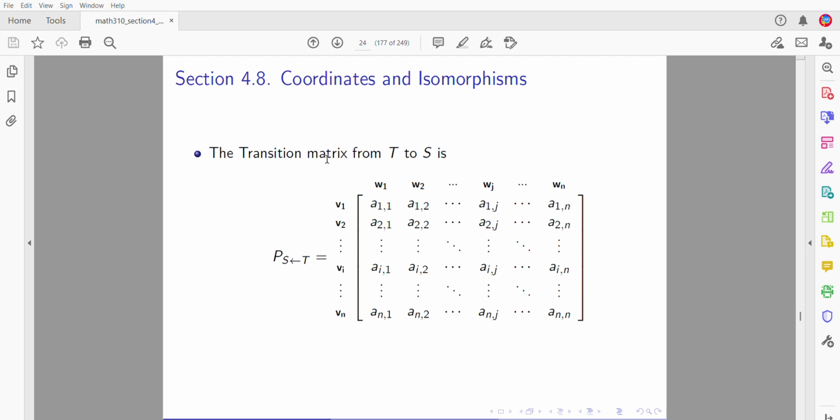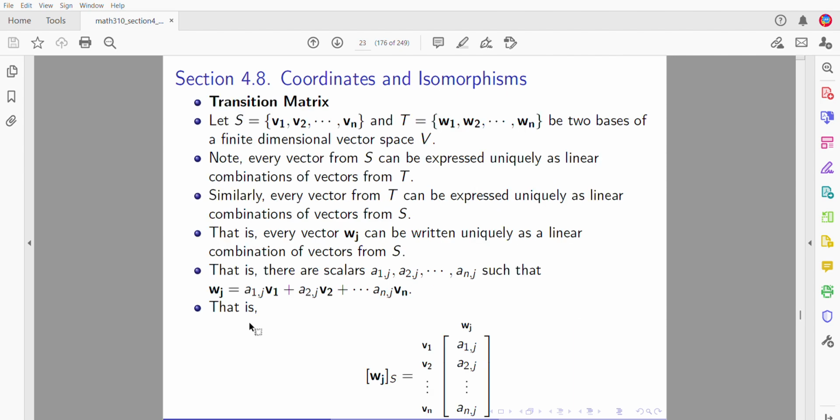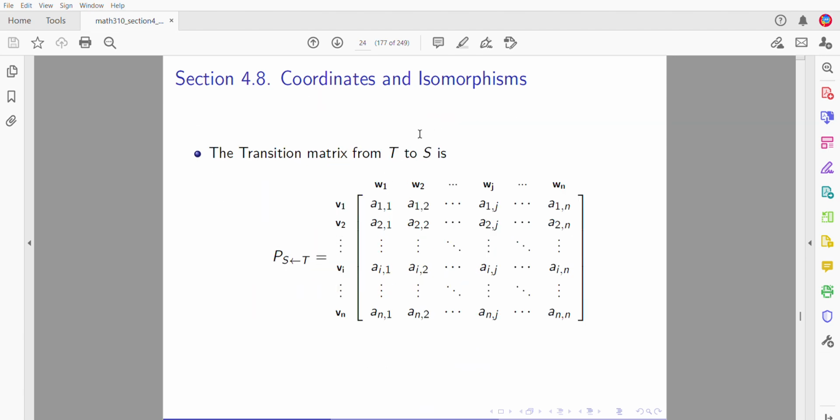So it's from T to S. You see, every T vector can be written as an S vector, so it's going from T to S. It's denoted P, T to S. Notice the arrow from T to S. So this matrix is called the transition matrix.